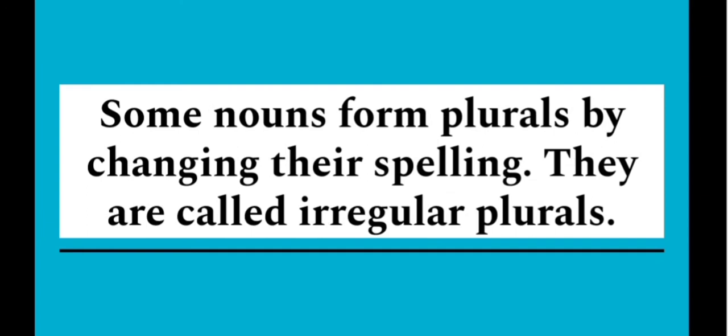Some nouns form plurals by changing their spelling. Some nouns might change the spelling, or they might cut off some letters, or the word itself changes. Such kinds of plurals can be called irregular plurals. Now look at the box here.